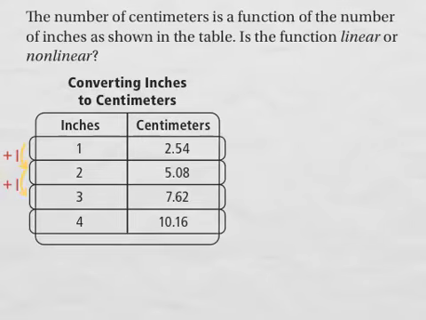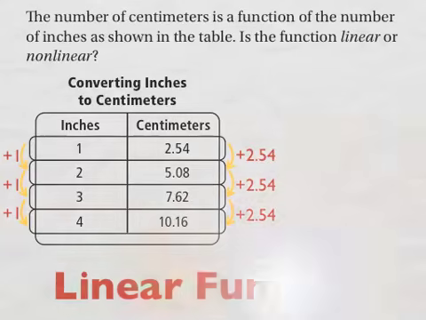If you look at the inches first, each time I go down the column for inches, I'm adding 1. The next one might be a little bit more difficult to see, but each time that you are going from like 2.54 to 5.08, you're adding 2.54, and that same thing is happening each time I move down the centimeters column. So I have a constant rate of adding 2.54 to centimeters. I have a constant rate of adding 1 to the inches, which means that this function would be a linear function.